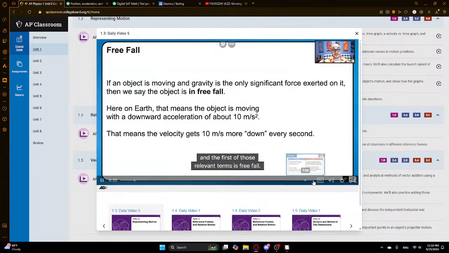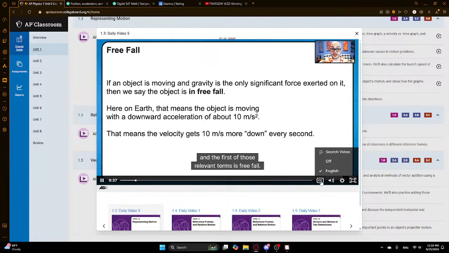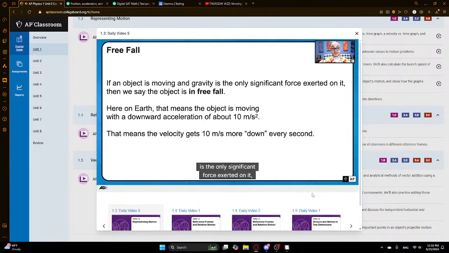And the first of those relevant terms is free fall. If an object is moving and gravity is the only significant force exerted on it, then we say the object is in free fall. Here on Earth, that means that the object is moving with a constant downward acceleration of about 10 meters per second every second. That means its velocity gets 10 meters per second more downward.